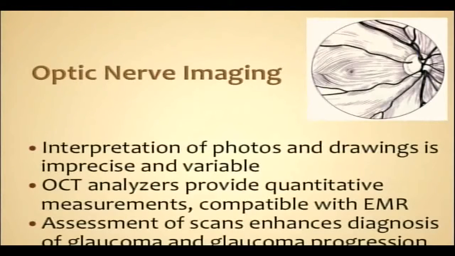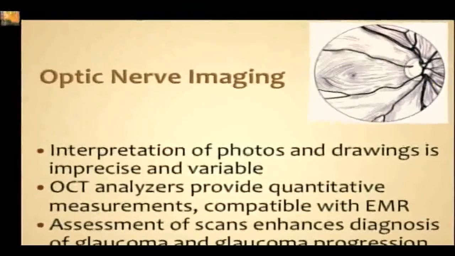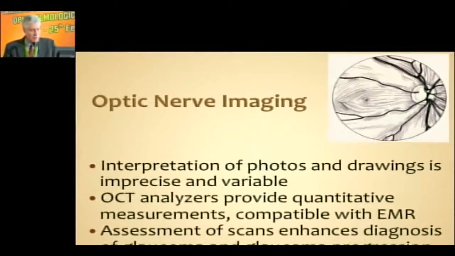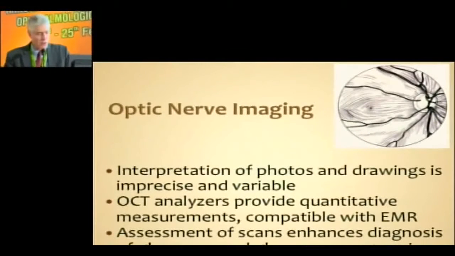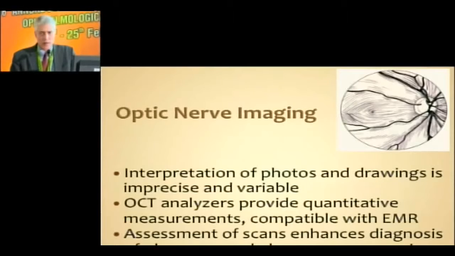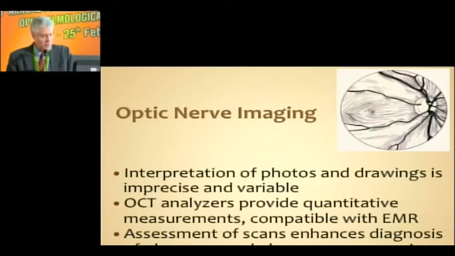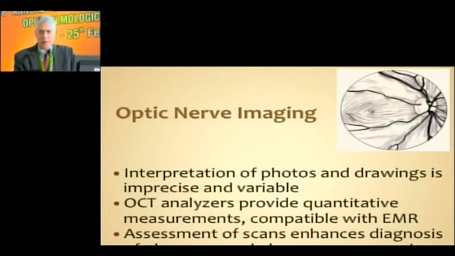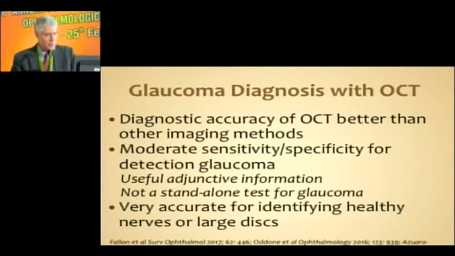So nerve imaging, we've really been driven to because subjective interpretation of photographs, drawings, and so forth is inherently imprecise and variable. So now we have OCT analyzers that do provide quantitative measurements. Yes, they're compatible with EMR, which is nice, but the main thing is that they're much more quantitative and provide harder, more solid information for us as compared with subjective evaluations. Certainly the assessment of these scans has enhanced the diagnosis of glaucoma and also glaucoma progression over time, and I'll try to show you some evidence for that to back up these statements.